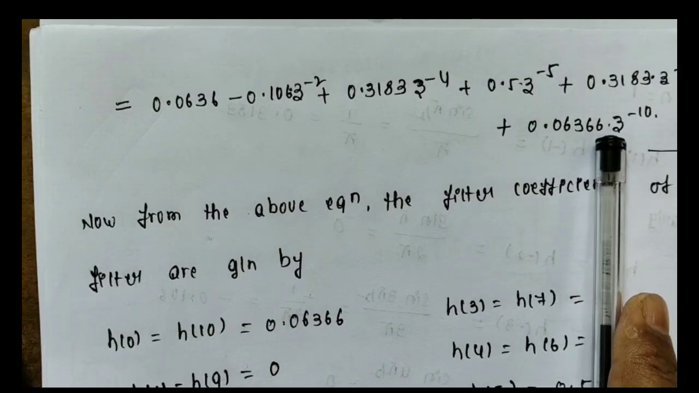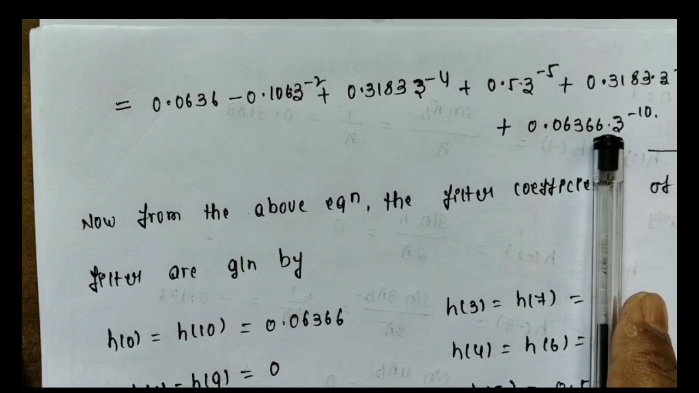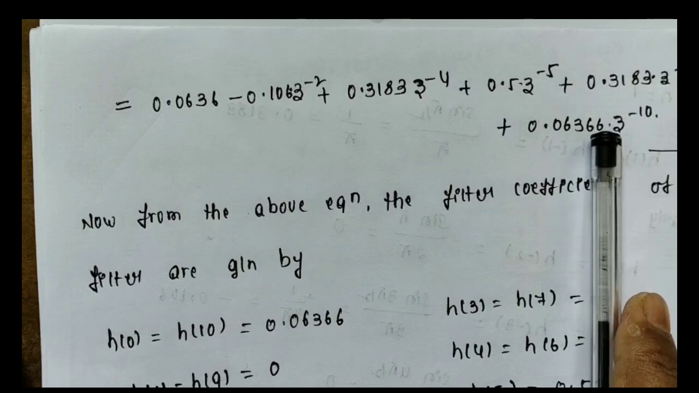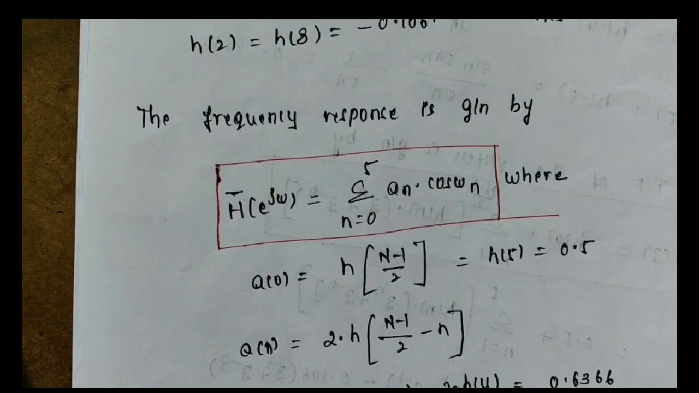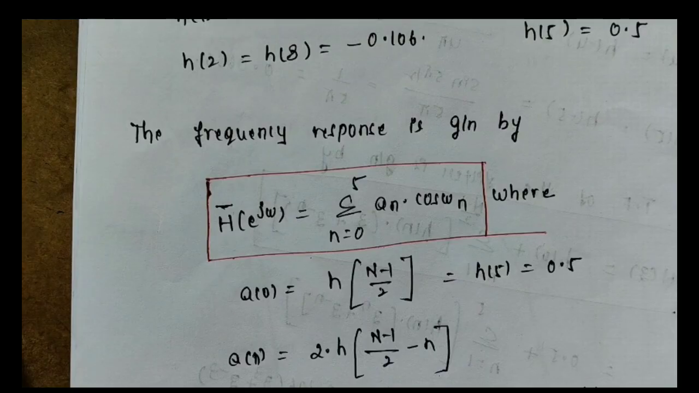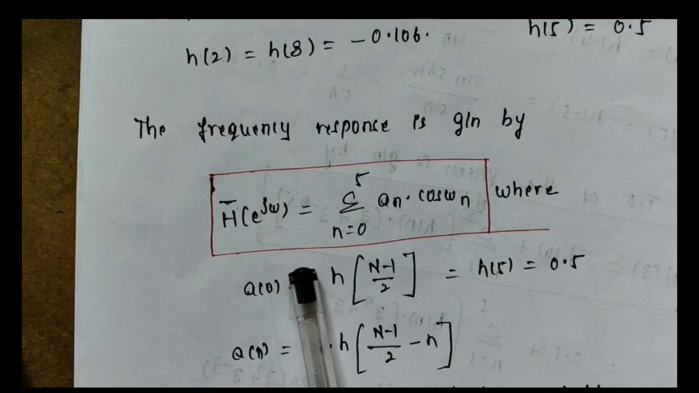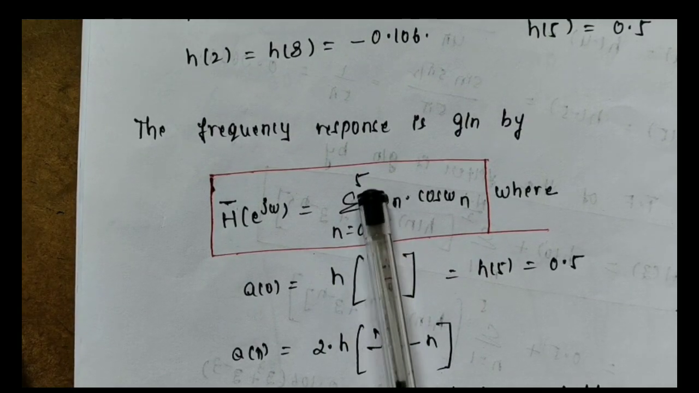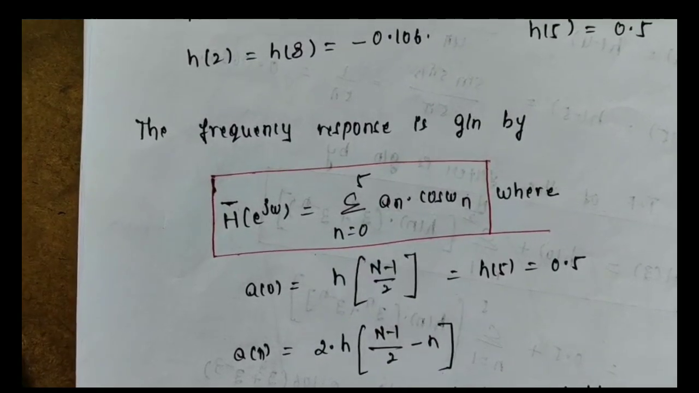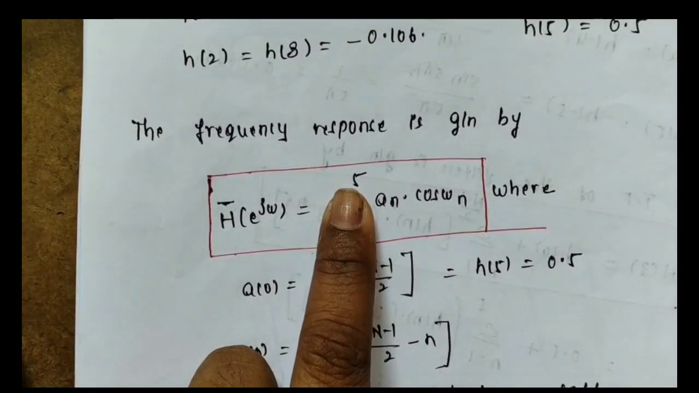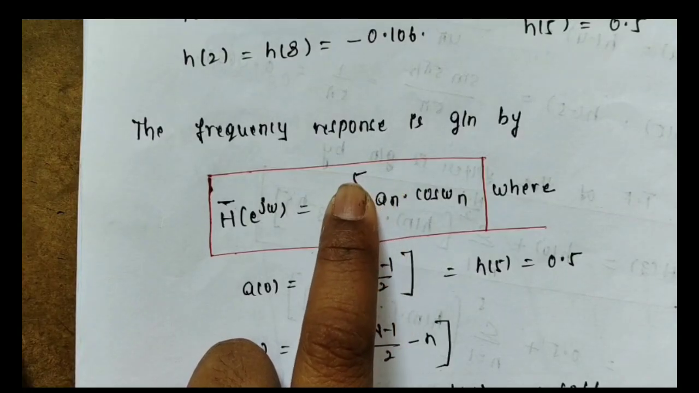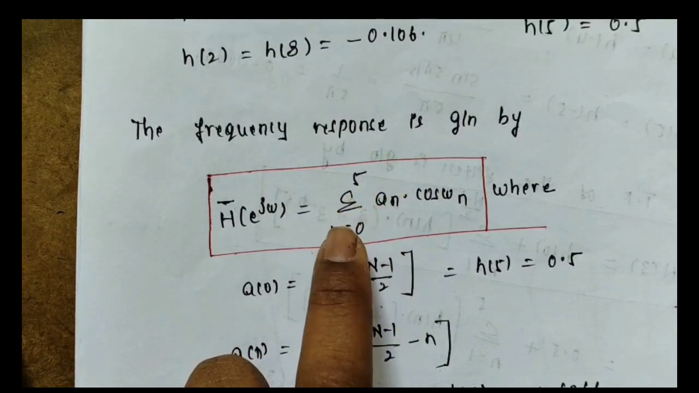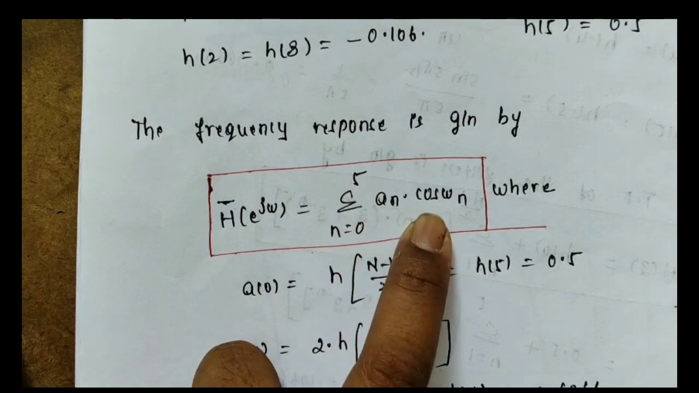Now, but in the problem they are asking you to plot the magnitude response. For plotting the magnitude response, you need to find out the frequency response, right? So the frequency response is given by the formula: H bar of e power j omega is equal to sigma n is equal to 0 to 5, because the formula is (N minus 1) by 2, so 11 minus 1 is 10, 10 by 2 is equal to 5. So n is equal to 0 to 5, a of n into cos omega n.